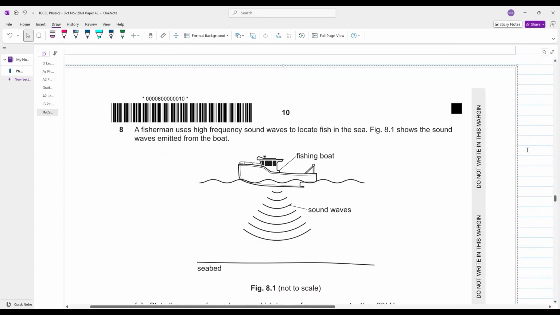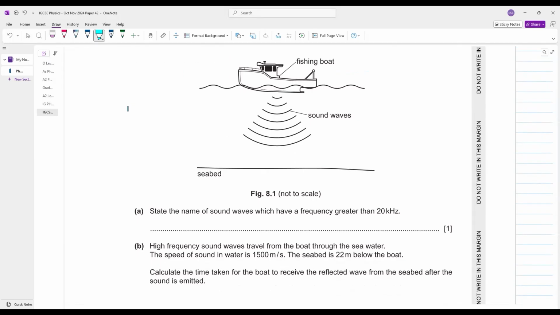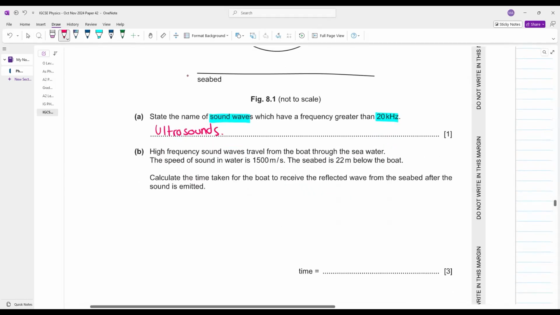Now let's see this. A fisherman uses high frequency sound waves to locate fish in the sea. Figure 8.1 shows the sound waves emitted from the boat. State the name of sound waves which have a frequency greater than 20 kilohertz. Ultrasounds. High frequency sound waves travel from the boat through the sea water.